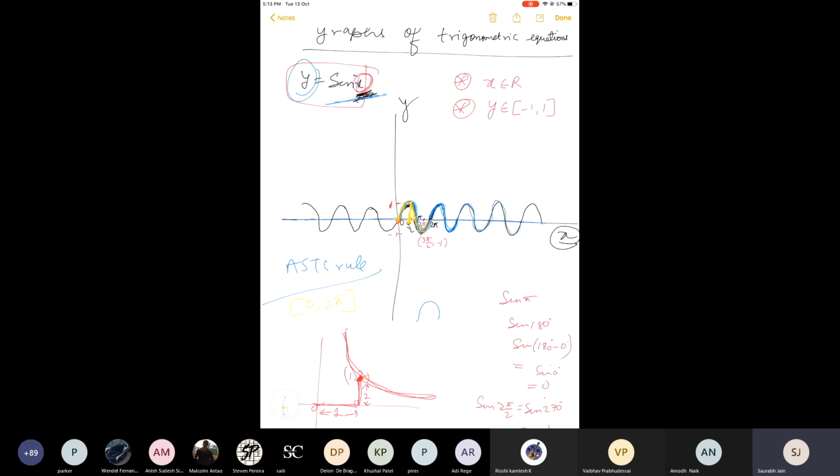Okay, anyways, I have one more question for you. Have a look at the graph. Try to observe the things and tell me what is the next angle after pi by 2 for which sine theta is 1.